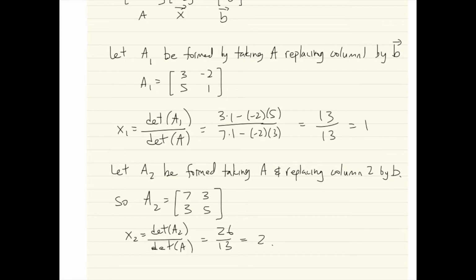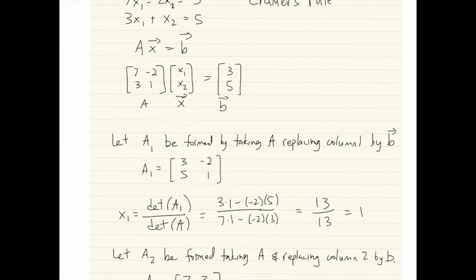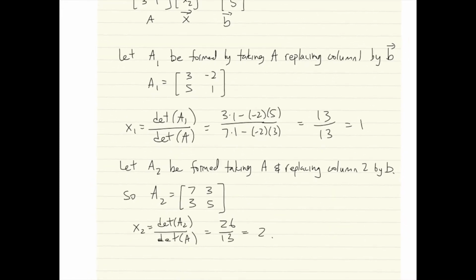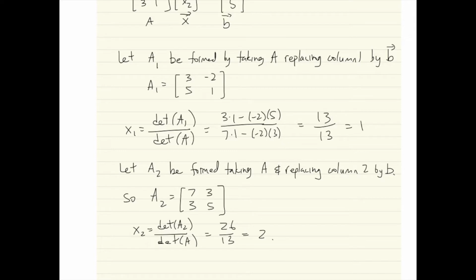Let A2 be the matrix formed by taking A and replacing column 2 by B. So column 2, let's go up and see what A is. Column 2 is the -2, 1, and we're going to replace this by 3, 5. Then our matrix A2 is going to be 7, 3, 3, 5. And then x2, according to Cramer's rule, is simply the determinant of A2 divided by the determinant of A. We've already computed that the determinant of A was 13.